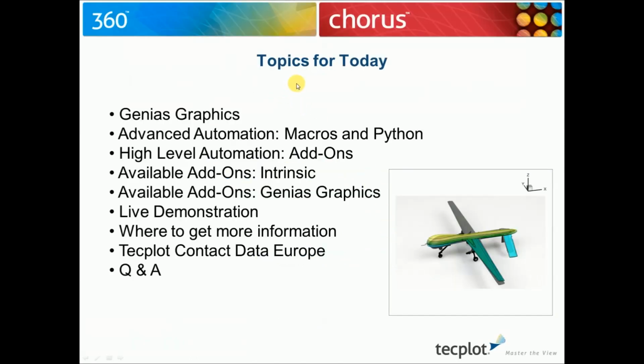So the topics for today: just a few words around Genias Graphics and who we are. About advanced automation in macros and Python, just what it is. High-level automation, which is done in add-ons. Then we will speak about available add-ons, and there are intrinsic ones. Those are the ones which are installed in Tecplot, which are visible if you start Tecplot, and some of them are hidden and have to be activated if you would like to use them.